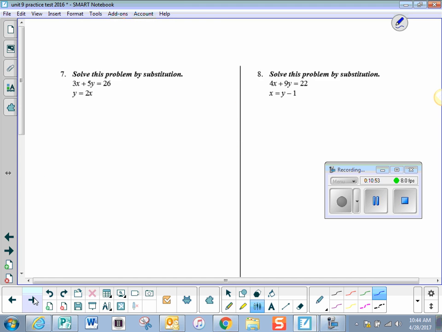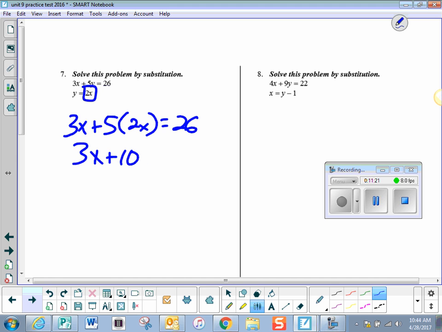Moving on. Number 7, we also are substituting. We did not give you any that I felt were too terribly difficult to substitute on. None did you have to get y alone. So in this case, when I plug in 2x for y up here, I have 3x plus 5 times 2x equals 26. So I get 3x plus 10x equals 26. I get 13x equals 26. I divide both sides by 13, and x equals 2.